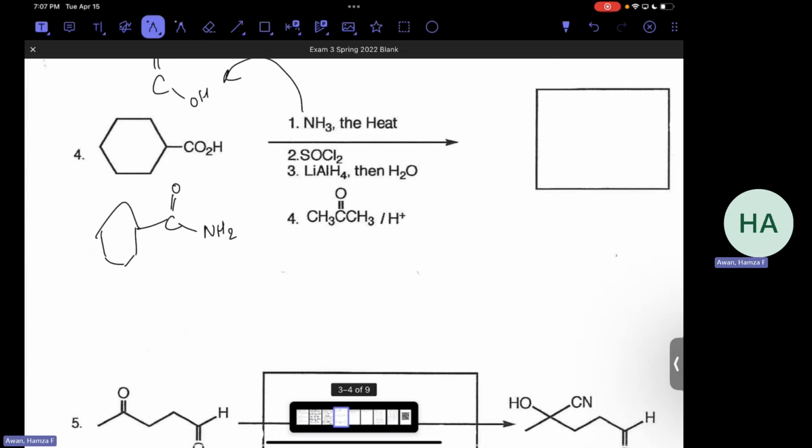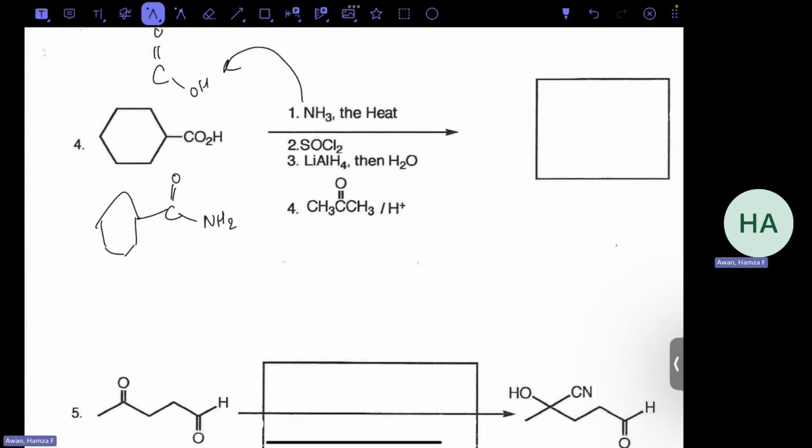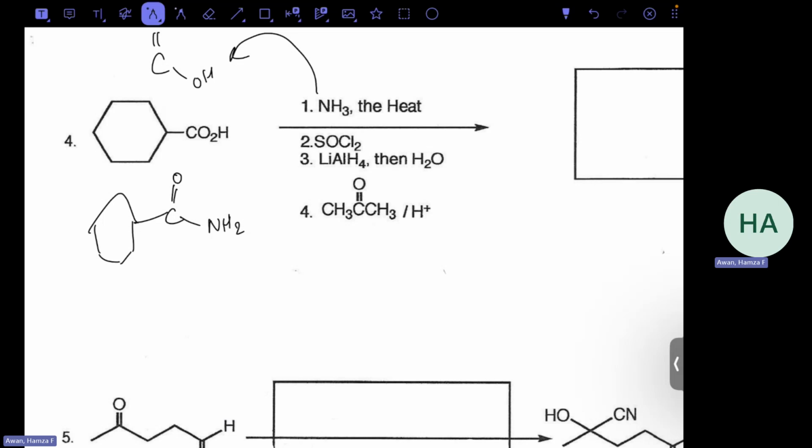Right, lone pair. SOCl2 in this case. So remember with carboxylic acids, what SOCl2 does, it creates the acid halide. In this case, the SOCl2 is going to create, not cyanide, yeah, cyanide, which is C triple bond N. So the nitrile group. So first step was this.